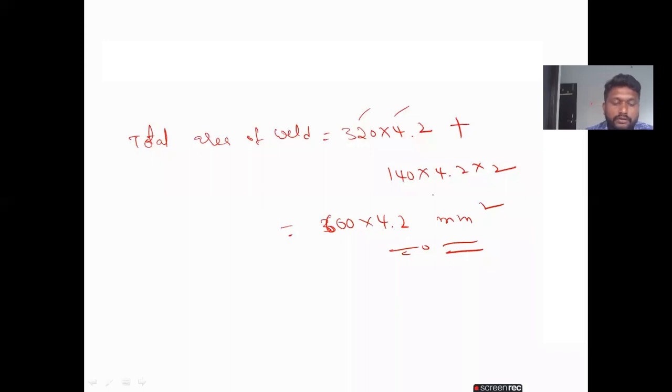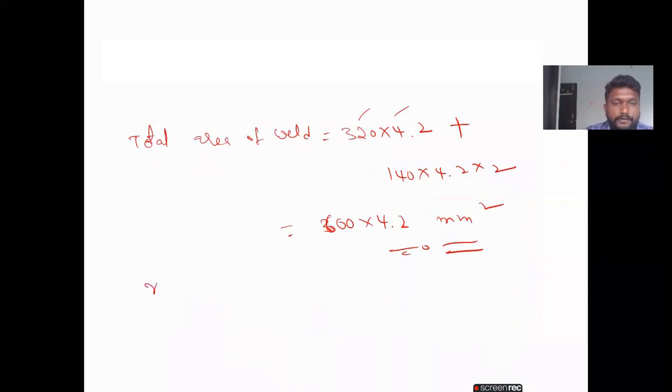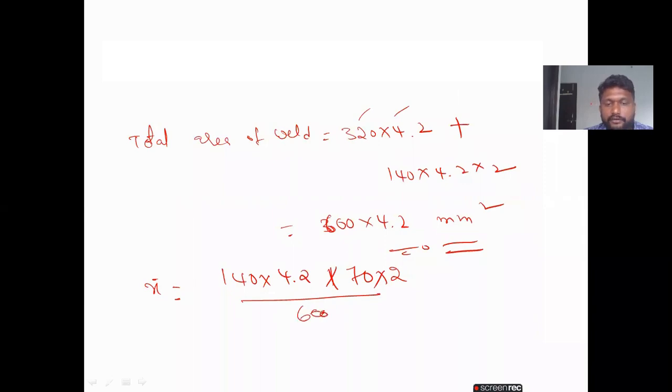Now due to symmetry, the centroidal XX axis is at the mid of the vertical weld. So let's consider the YY axis, at a distance of x bar from the vertical weld. So now we will calculate the x bar. So x bar equal to 140 into 4.2, that is b into d, multiplied with 70, which is the half distance of the welds, by 600 into 4.2. So this is the area. So we will get around 32.67 mm.